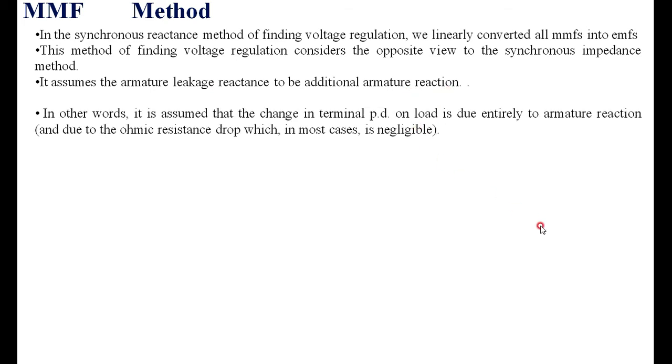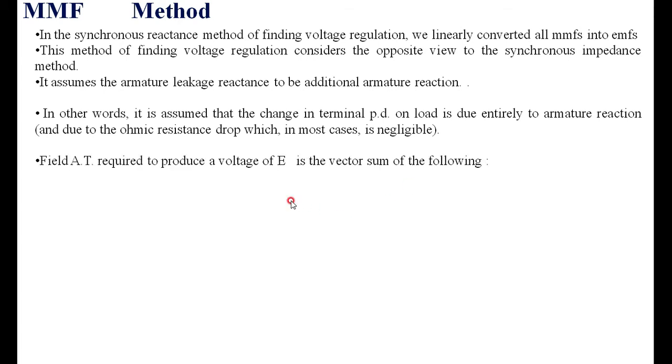In other words, it is assumed that the change in the terminal voltage, that is the potential difference on the load, is entirely due to the armature reaction, and also due to the ohmic resistance drop, which in most cases is negligible. Sometimes Ra is very small, so the IRA drop is neglected. Whatever leakage reactance drop, IXL drop, there is, it is converted into equivalent armature reaction.